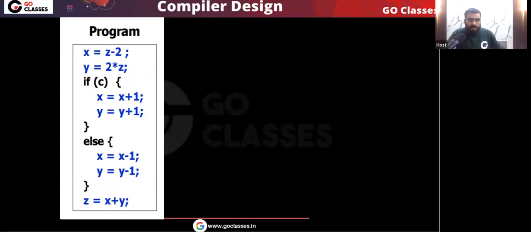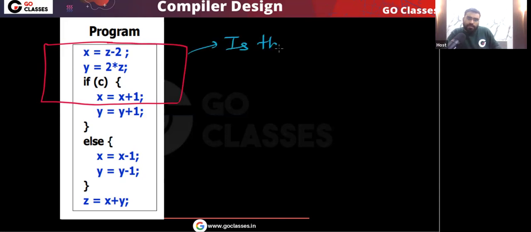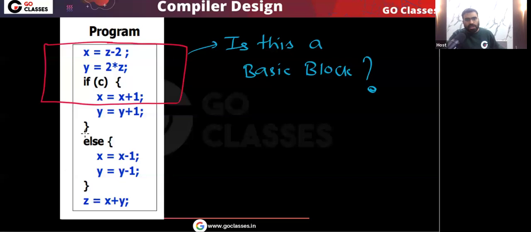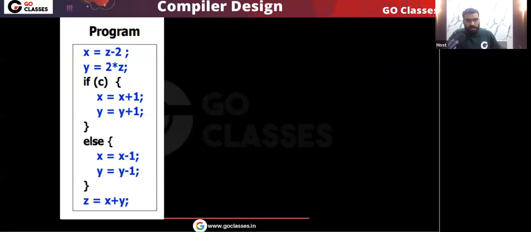Now, you tell me one thing. Can I say in this program that these four instructions form a basic block? Let's understand what a basic block is. These four instructions I'm giving you, is this a basic block or not?